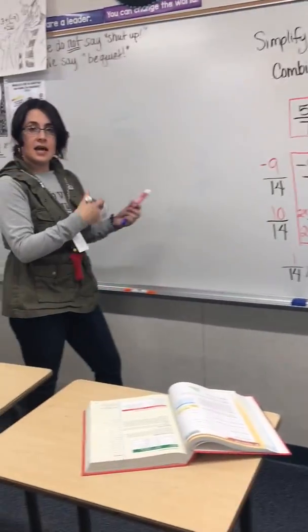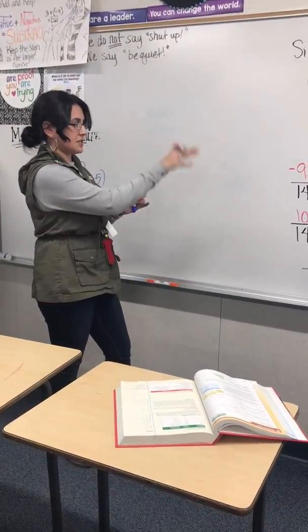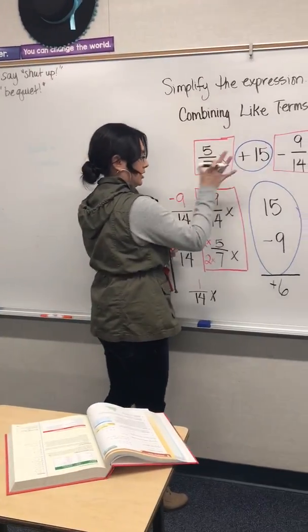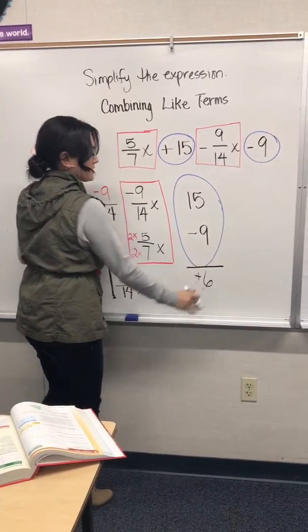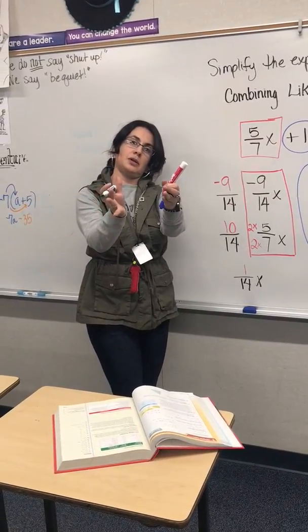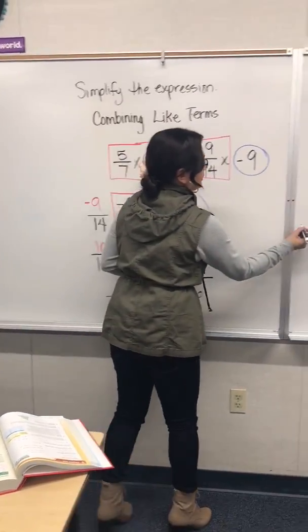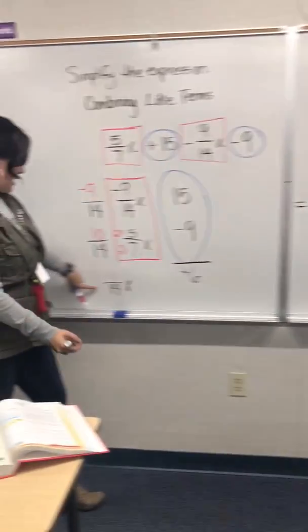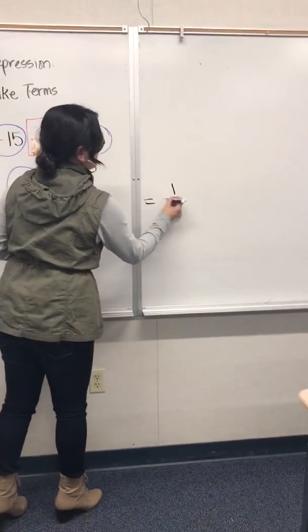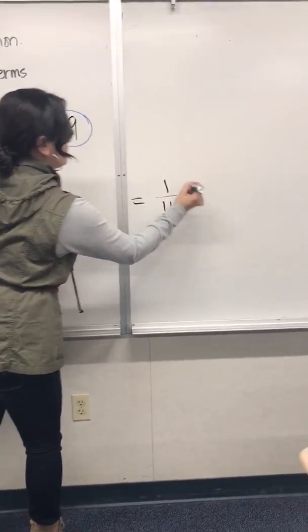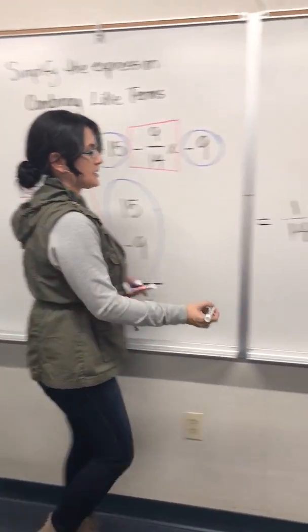So once I've done that and I've simplified each of the variable terms and the constant terms, now I'm just going to put it all together. Okay, so over here on the side, I have 1/14x and then positive 6.